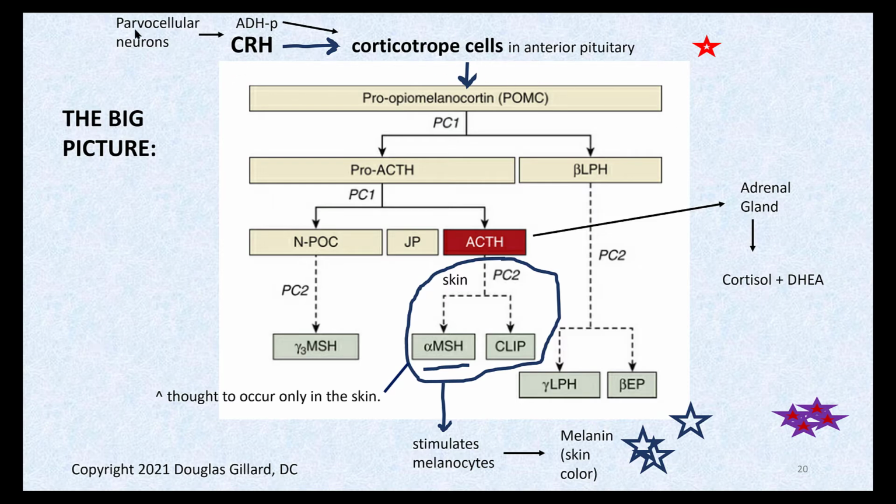So there's parvocellular neurons. They make CRH, a little bit of ADH-p. They go down, they bind to the corticotroph cells. Corticotroph cells release POMC. PC1 actually double cuts the tail. If you really want to get into the weeds, it double cuts the tail to make ACTH. The ACTH can get into the skin and be cleaved by PC2 into Alpha-MSH, which stimulates melanocytes, which causes your skin to get kind of a blotchy tan type appearance. So that's the big overall picture.